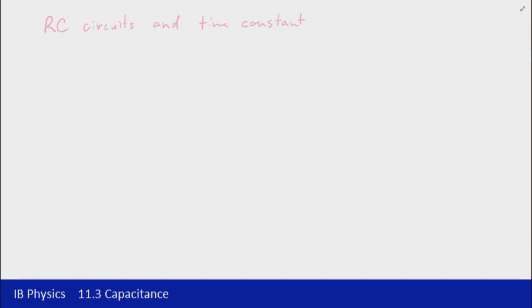So far in subtopic 11.3 on capacitance, we've looked at what capacitors are, the fact that they store charge, how they're made, and how we can add them in series or parallel. In this video we're going to have a look in a bit more detail at one of the particular uses of capacitors, and that's using capacitors in timing circuits.